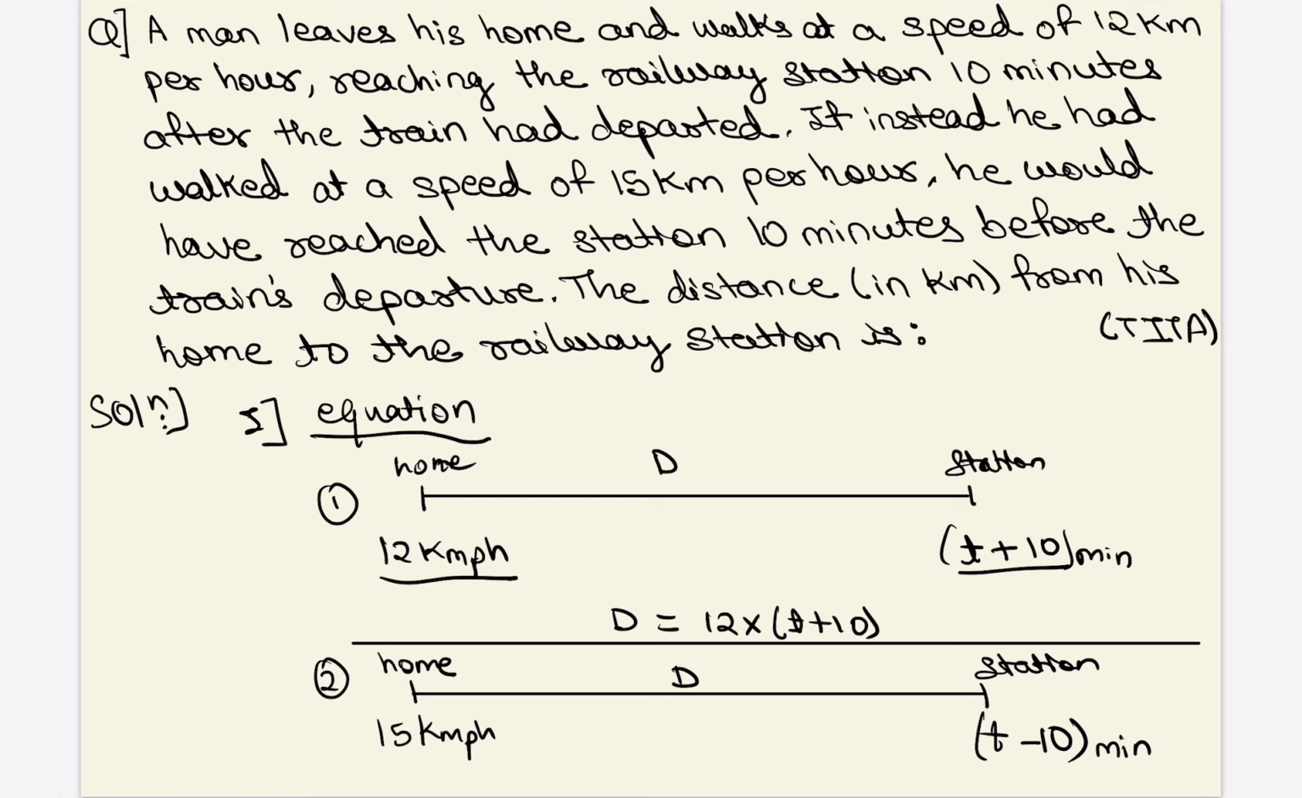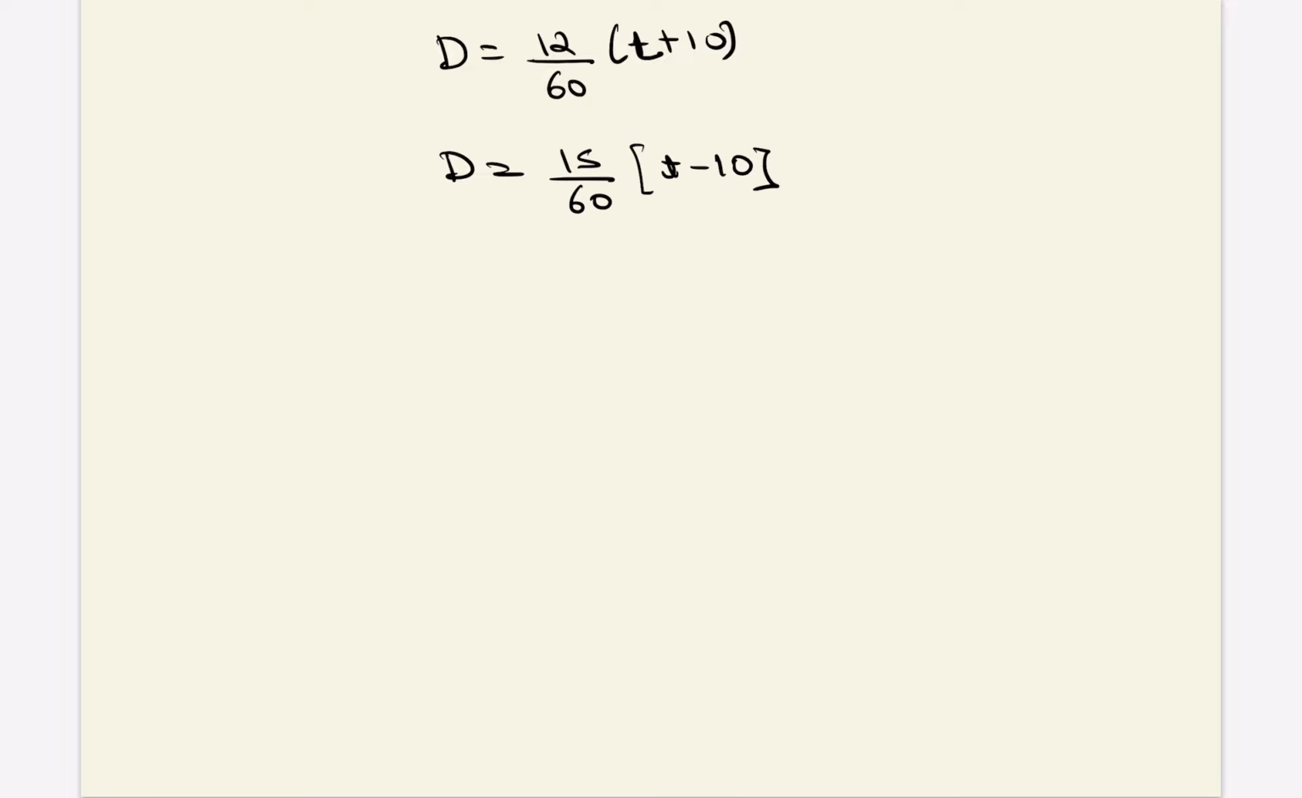Again, look at this. I made a mistake which I was telling you about. Be mindful of the units. This is in minutes, so I need to divide it by 60. Now we write the same equation for d in the second case: speed is 15 into t minus 10 by 60. Let's solve this because we have two variables. d equal to 12 by 60 into t plus 10, and d equal to 15 by 60 into t minus 10. So we will just solve these equations.